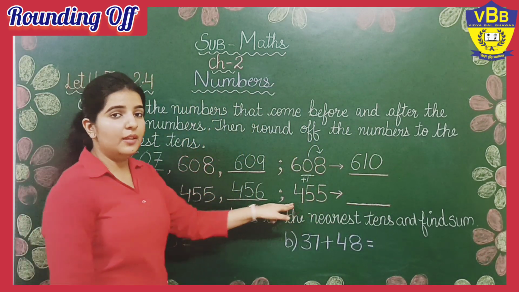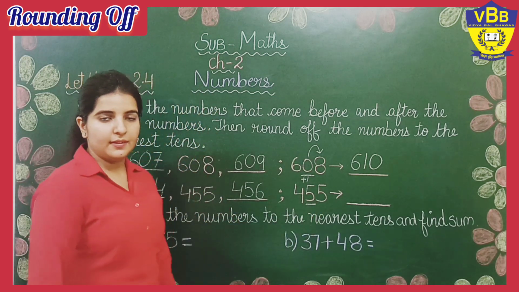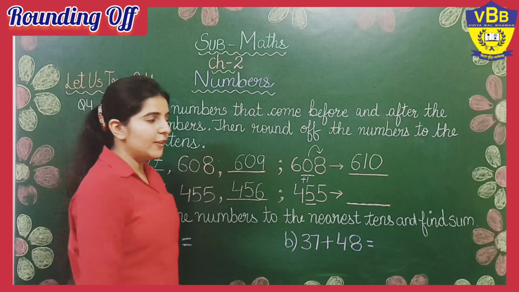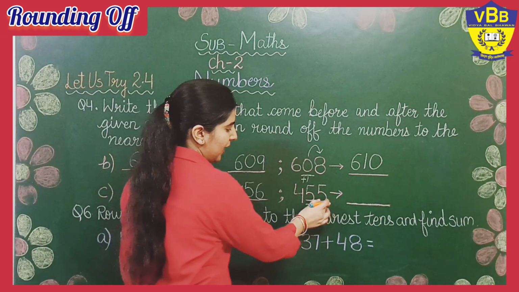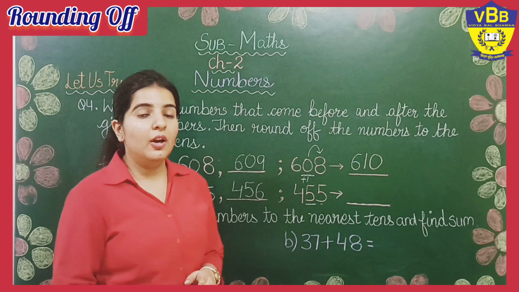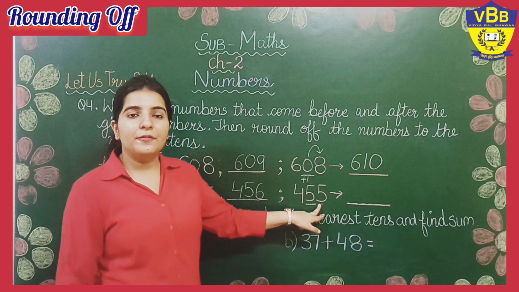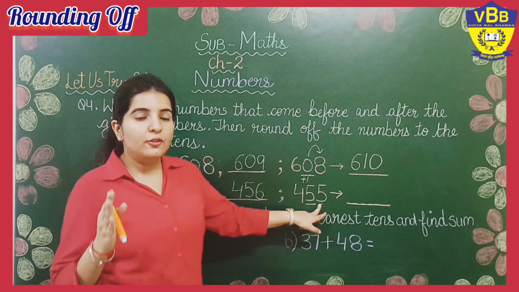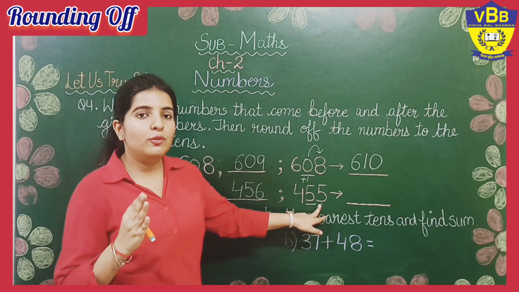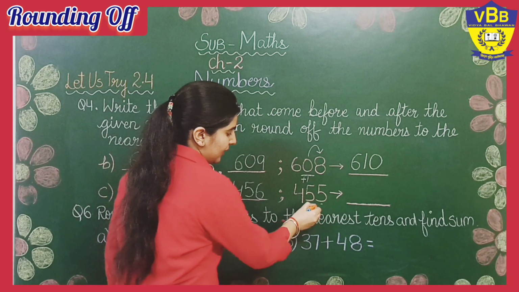Now let us round off 455 also. Look at the number. The number is 5 on the tens place. The next number, on the ones place, is again 5. So we will decide whether we will add 1 or let it go. 5 again lies from 5 to 9 only. So when it is lying from 5 to 9, we will add 1 on the tens place.